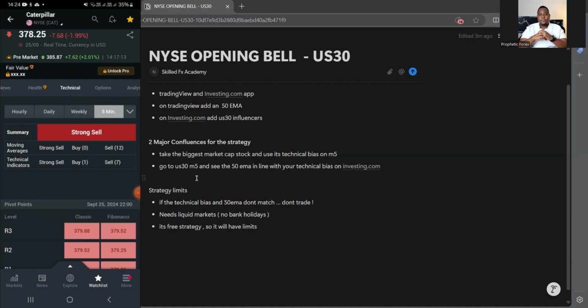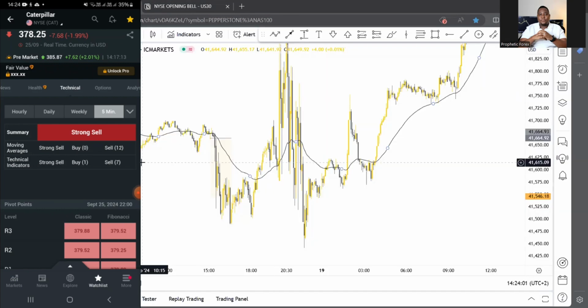Then of course you want to go to USDT M5 to see the 50 EMA in line with your technical bias on investing.com. When you're on your chart like this, for example, this was just one of the news events that took place. Let me just draw something here for you. We can clearly see that when the news came up, the market was being pressed down. So if we had strong sell together with the moving average pressing down the market, it was going to be a good trade to take and it was going to go in your direction. That's the basis of the strategy. That's all you need to understand.